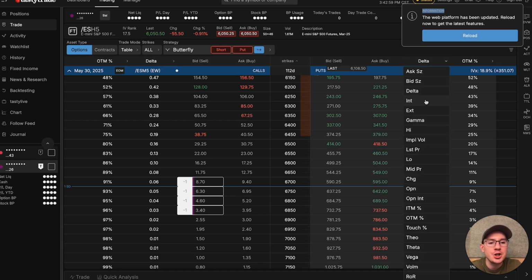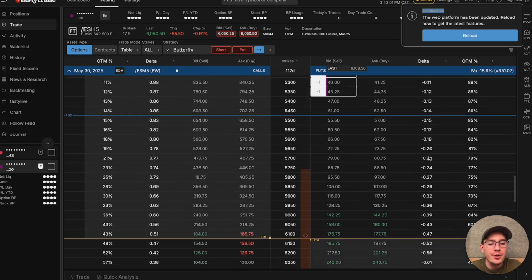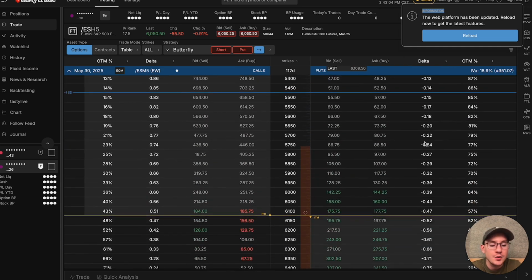I'm going to make sure this shows delta. And I'm going to look for the trade. Again, I structure it by doing a 25, 23, 7. Okay. So I pick the option that's closest to 25 delta, which is going to be this one. And I'm going to buy it.